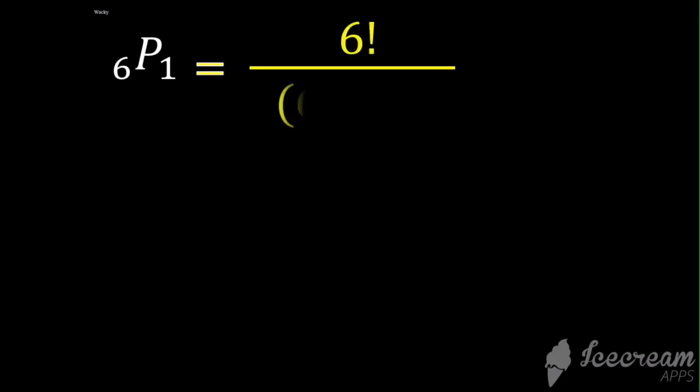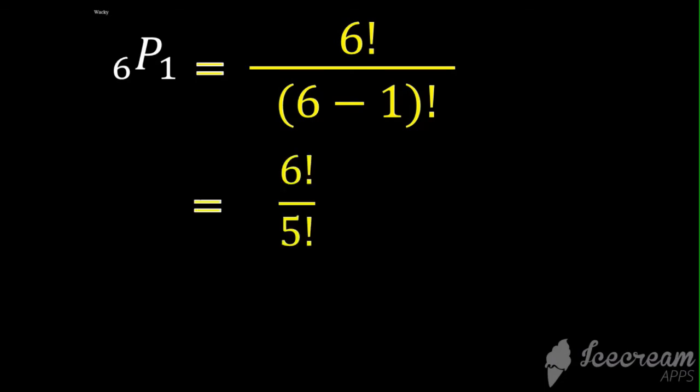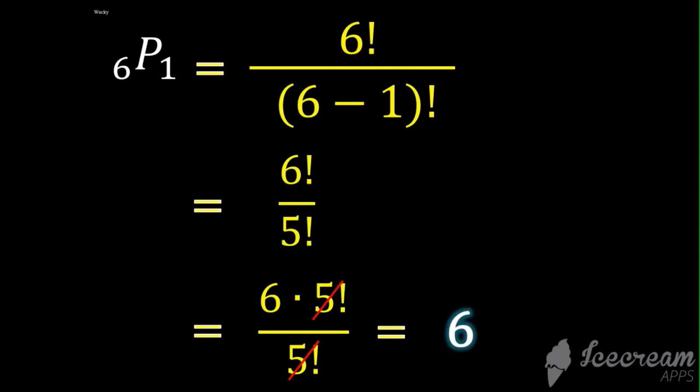6 factorial divided by the quantity 6 minus 1 factorial. 6 factorial divided by 5 factorial equals 6 times 5 factorial divided by 5 factorial. Then we cancel 5 factorial. The answer is 6.